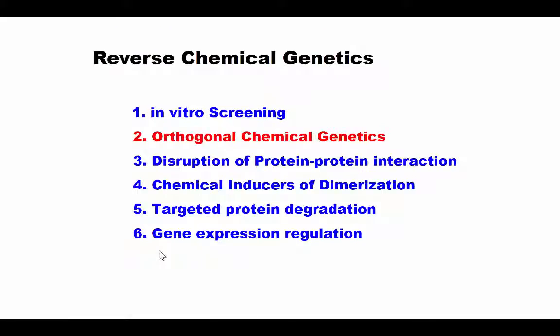Now, the next topic is orthogonal chemical genetics. Orthogonal means crossing at a right angle, 90-degree angles. So this is a mathematical term. They overlap, but they don't affect each other, that kind of meaning. So let's see what it means.